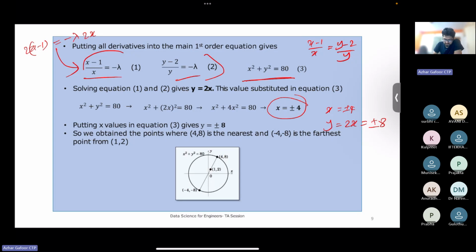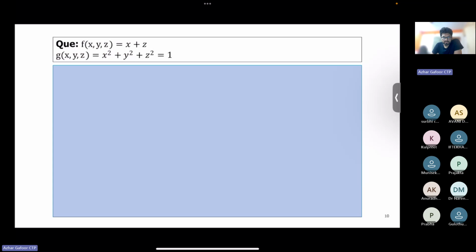So from this equation, we found 2 points, that is (x, y) is equal to, one is (4, 8), the other one is (minus 4, minus 8). From the figure itself, we can tell that (4, 8) is the closest point and (minus 4, minus 8) is the farthest point. Okay, one more question. If you want to try, I will wait, or we'll just move to the solution.